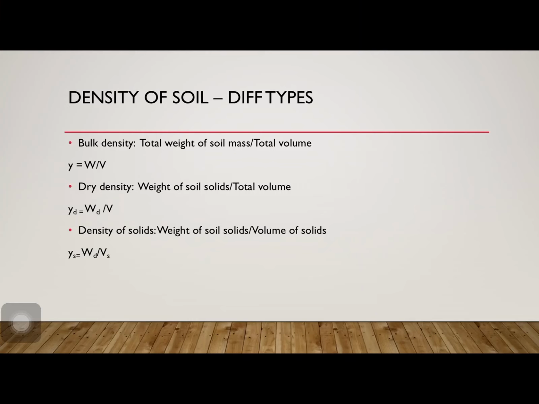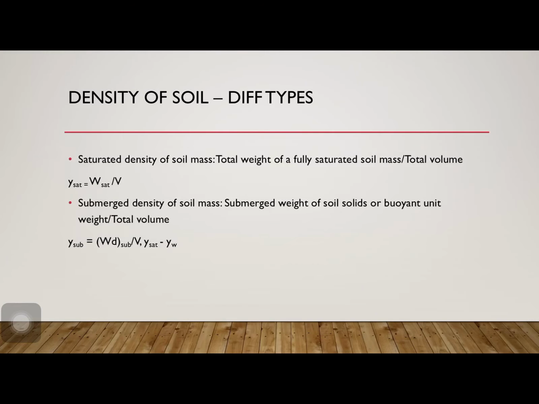Next is the density of solids. Density of solids is the weight of soil solids divided by the volume of the solids. So this dry density and density of solids, don't confuse. Density of solids, we are taking particularly the case of the solids in the soil solids. So it is the weight of soil solids divided by the volume of solids, whereas dry density is the weight of soil solids to the total volume of the soil. So the density of solids, YS, is equal to WD divided by the total volume of solids, which is VS.